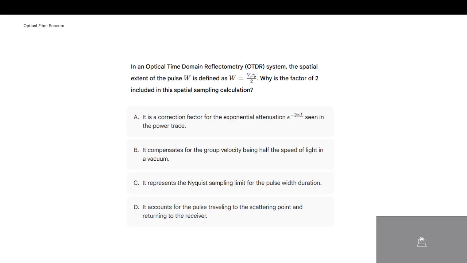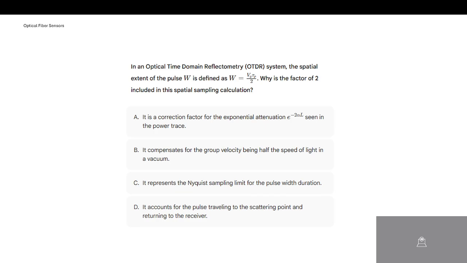Okay. So first question is, in an OTDR system, the spatial extent of the pulse W is defined as W equal to Vg tau p by 2. Why is the factor of 2 included in this spatial sampling calculation? What is the requirement of 2 here?